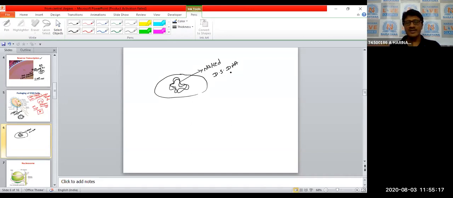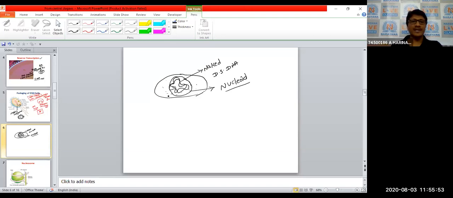Okay. So this is organized in the form of large loops. It is not scattered throughout the cytoplasm. It is held at one place. That region we call the nucleoid. What is that nucleoid? The place in the bacterial cell cytoplasm where that chromosome is located, we call the nucleoid.